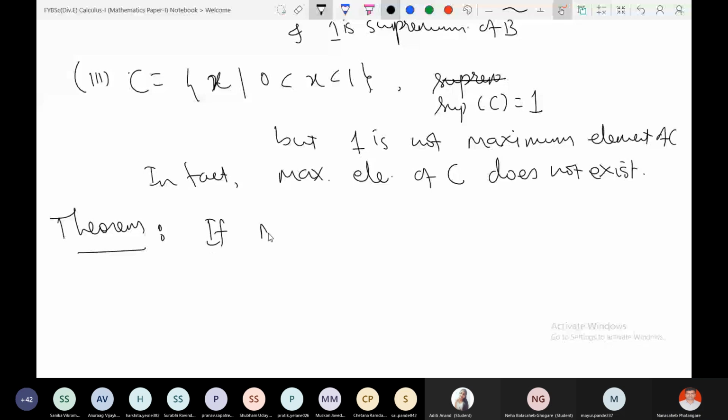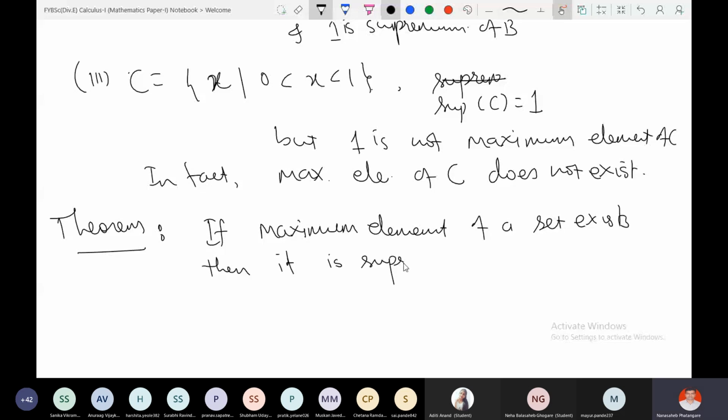If the maximum element of a set exists, then it is the supremum. Is this statement true? Yes, sir. If the maximum element exists, then of course it is a member of the set and all other members are less than or equal to it, and it is the least among all upper bounds. So it is an upper bound and it is least. So it is the supremum, no doubt.